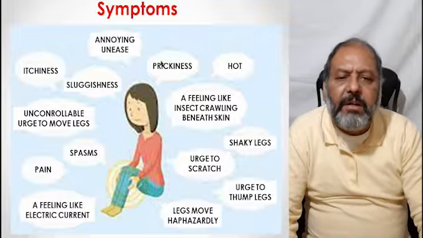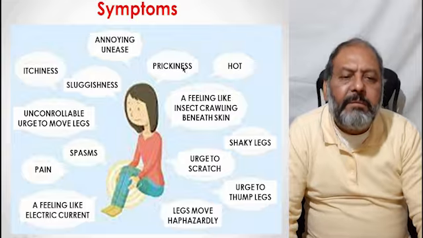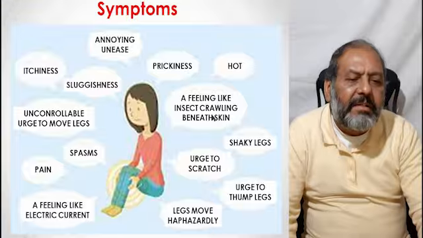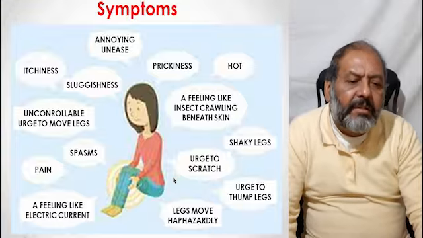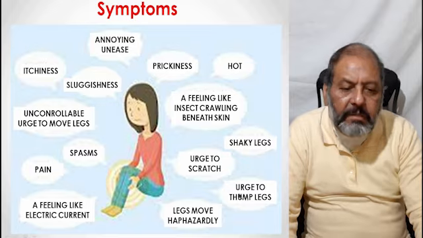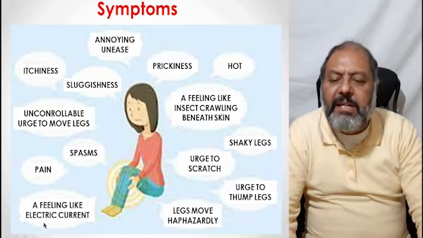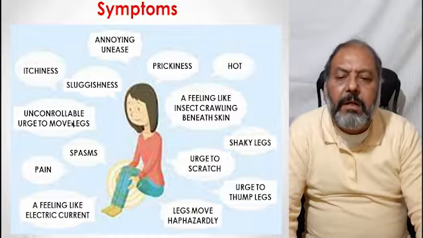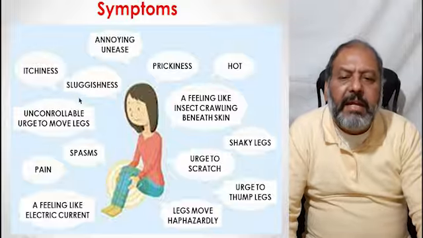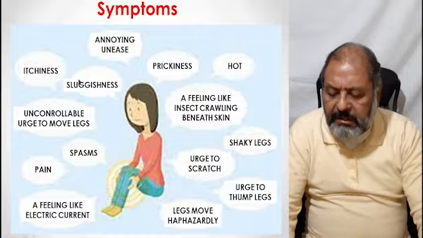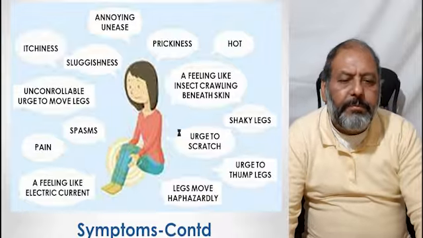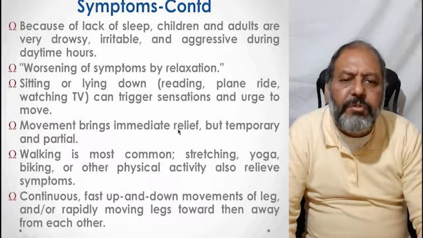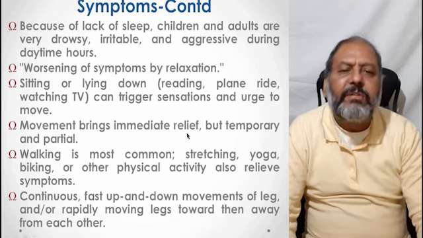Similarly, the symptoms are annoying and cause unease: prickliness, a hot feeling, a feeling like insects crawling beneath the skin, shaky legs, an urge to scratch, an urge to thump the legs. Legs move haphazardly, with a feeling like electric current, and there is pain, spasm, an uncontrollable urge to move the legs, sluggishness, and itching. All these are the main symptoms of RLS. Because of the lack of sleep, children and adults are very drowsy, irritable, and aggressive during the daytime hours.